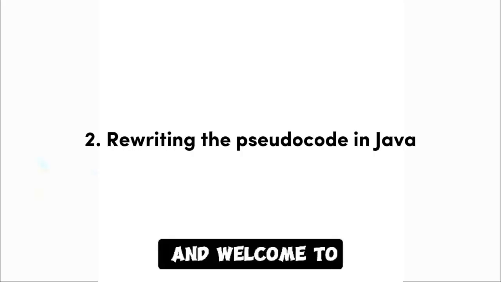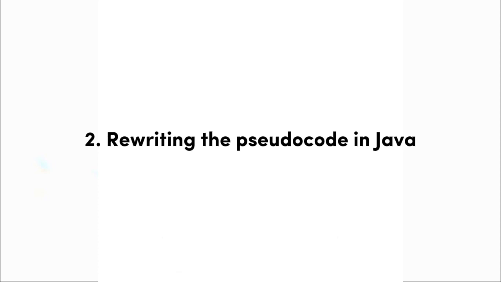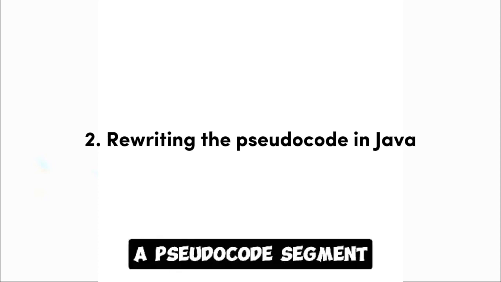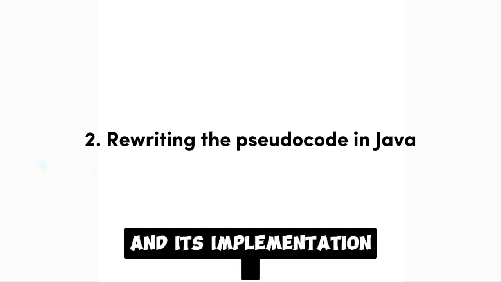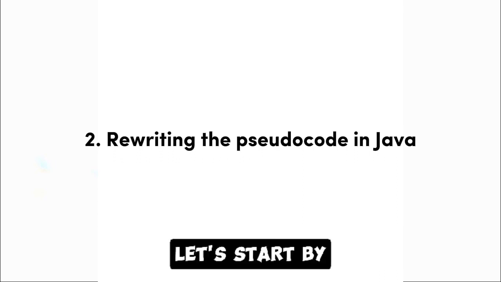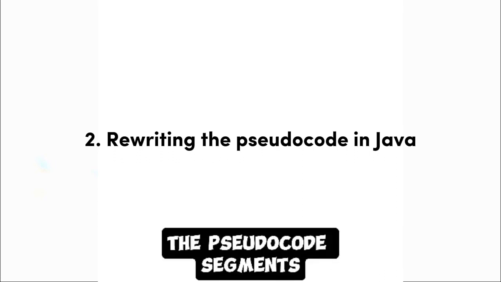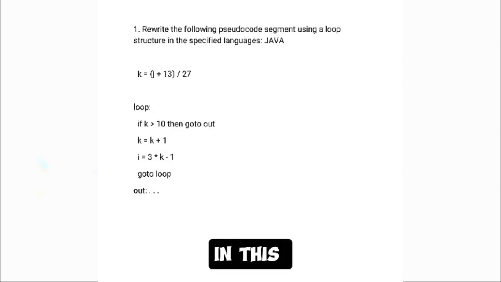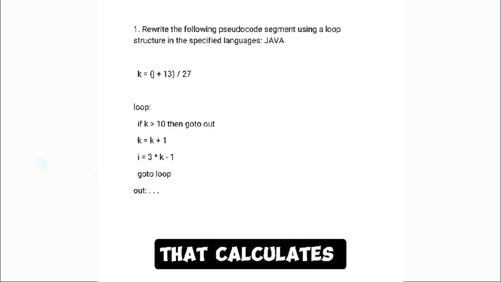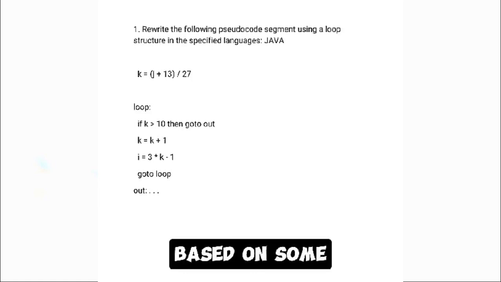Hello everyone and welcome to today's video, where we'll dive into understanding a pseudocode segment and its implementation in Java. Let's start by breaking down the pseudocode segments. In this pseudocode, we have a simple algorithm that calculates the value of k based on some initial value j, and then enters a loop where it increments k until it reaches a certain condition.